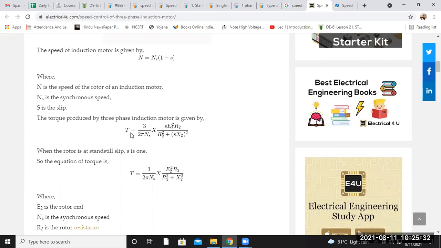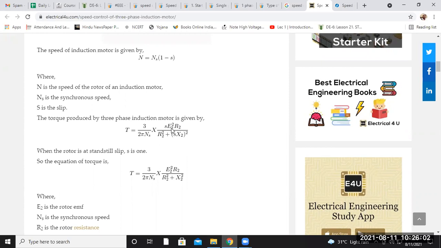equation. That is 3 upon 2 pi synchronous speed, into s E2 square R2 upon R2 square plus s X2 square. E2 is the rotor induced EMF, R2 is your rotor resistance, and X2 is the rotor reactance, which is multiplied with the slip. So this is the actual torque equation of the induction machine.